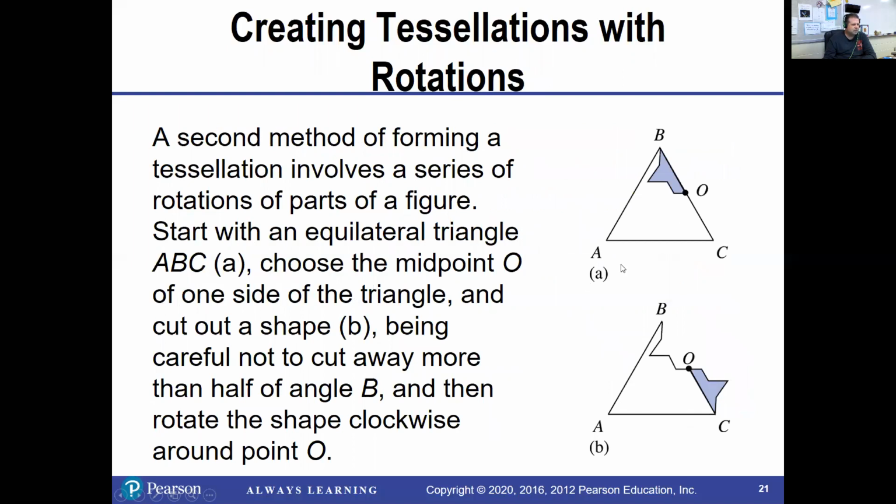Okay, here's another one. Here's an equilateral triangle. They cut out this little shape, pivot it, turned it on here, and then they want to tessellate this.